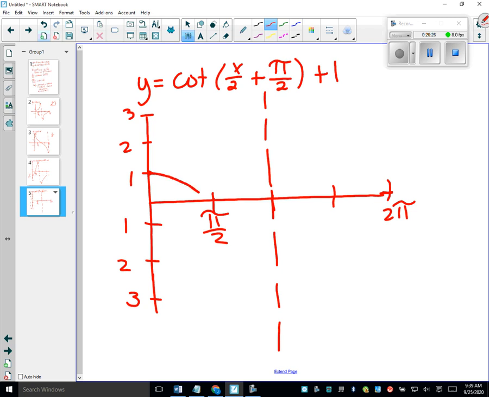So does it look like this? So do I have an asymptote? My next one is 3 pi over 2. What is it? 2? And then I better be back to 1, hadn't I? So it looks like this. Agreed?